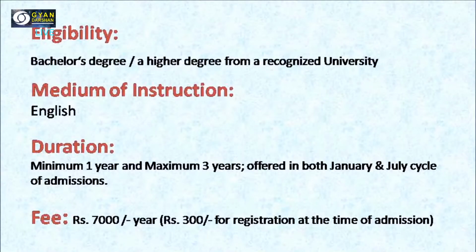The eligibility for the postgraduate diploma in American literature is a bachelor's degree or a higher degree from a recognized university. The medium of instruction is English. The duration is between 1 and 3 years. Your minimum period is 1 year, the maximum 3 years. And this program is offered in both the January and July cycles of admission. The fee is Rs 7,000 plus 300 rupees for registration at the time of admission.